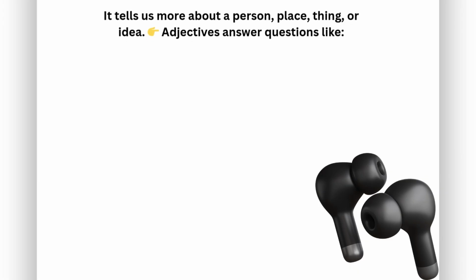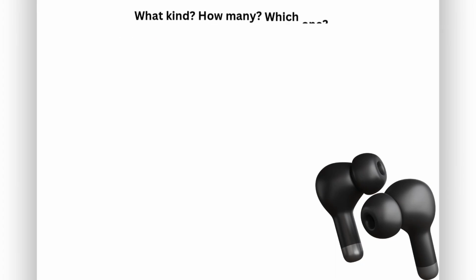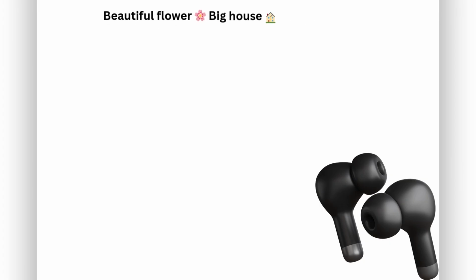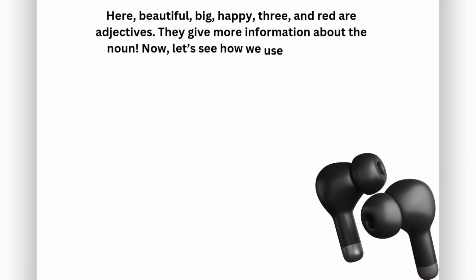Adjectives answer questions like, what kind? How many? Which one? Without adjectives, our sentences would be very plain. Let's look at some examples. Beautiful flower, big house, happy child, 3 books, red car. Here, beautiful, big, happy, 3, and red are adjectives. They give more information about the noun.